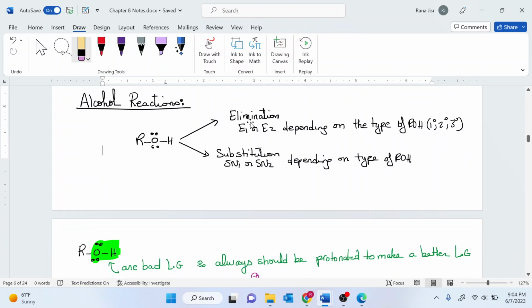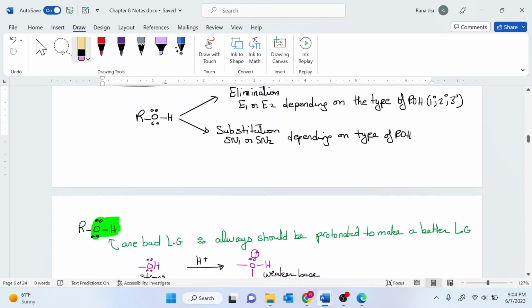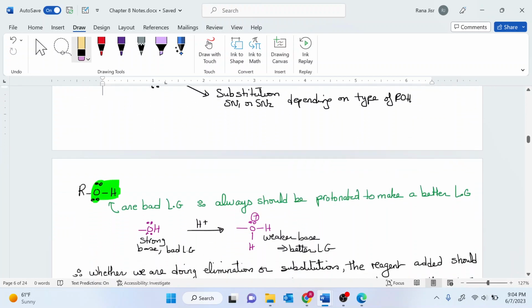Alcohols undergo either elimination reactions or substitution reactions. Alcohols are different from alkyl halides because they cannot have elimination and substitution at the same time. The reason is the reagents that we use for elimination and substitution. With alcohols, the reagents are completely different. The one that you use for elimination is different than the one that you use for substitution. This is why elimination and substitution do not happen together. It's either elimination or substitution.